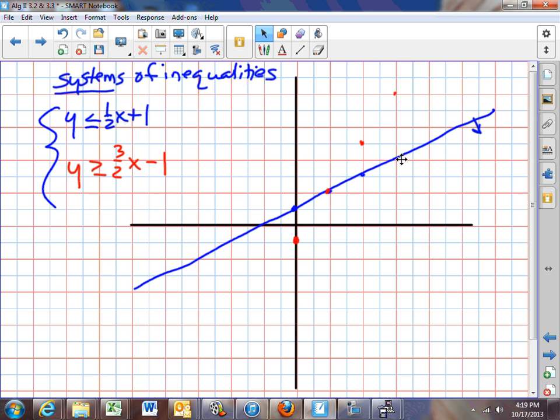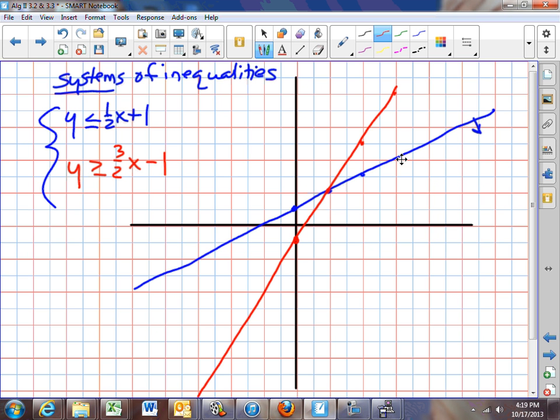Then you graph the line that's the edge of your next half plane, y is equal to 3/2 x minus 1. And again, you check which side of that line you want. And if you try 0, 0, you find that it's true also. So you want the side of the line, again, that contains the origin.